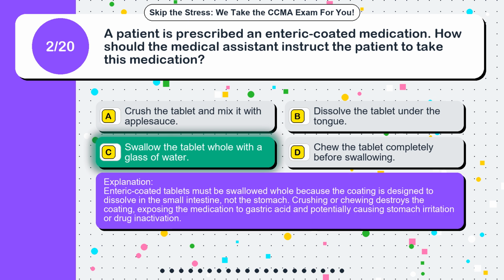Swallow the tablet whole with a glass of water. Enteric-coated tablets must be swallowed whole because the coating is designed to dissolve in the small intestine, not the stomach. Crushing or chewing destroys the coating, exposing the medication to gastric acid and potentially causing stomach irritation or drug inactivation.